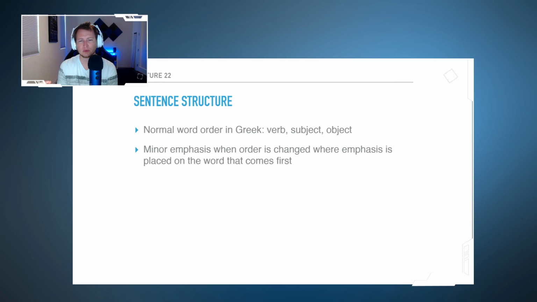However, there's minor emphasis when the order is changed. Emphasis is placed on the word that ends up coming first. This does happen all the time, so be aware of that. Normally, it's the verb that comes first, the subject that comes second, the object that comes third. But when things are reordered, whatever comes first is being given the emphasis. So just be aware of that. Be cognizant of that. Verb, subject, object.